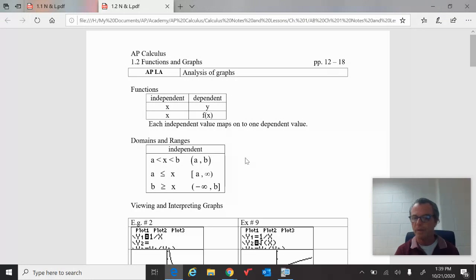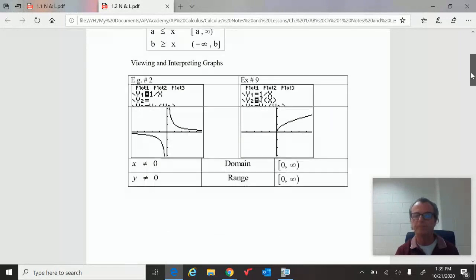So example 2, which is on page 14, you get a couple functions. The first one's 1 over x. So here's the graph of 1 over x. What do you notice? Well, x can't be 0. You can't put 0 as the input in the denominator. And then the height can't be 0, because the only time y is equal to 0 is if 0 is in the numerator. And this is fixed at 1.